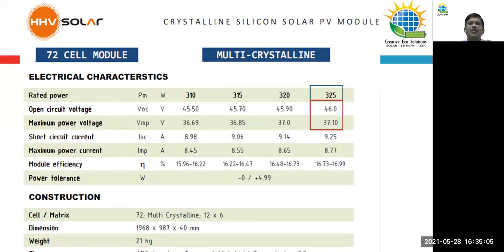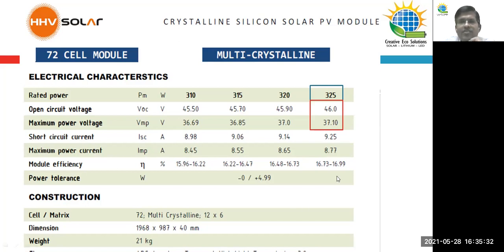Obviously, I'll go with the maximum size of the panel, or whichever is the latest. Let's say in this sheet we have 325 as the latest, so we are freezing on this 325 watt peak. The other two important parameters I have to look into are the open circuit voltage, VOC, which we studied yesterday, which is 46 volt, and the maximum voltage, VMP, which is 37 volt.